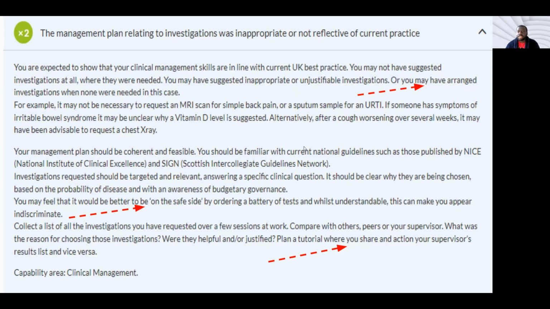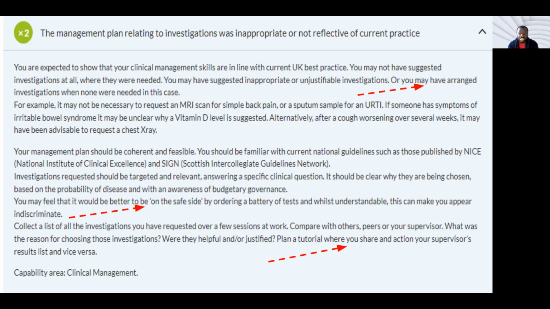I have highlighted this one. Let's start from here. You may have suggested inappropriate or unjustifiable investigations. Exactly what I said previously in the slide. So if you recommend maybe a chest X-ray when you shouldn't really be getting a chest X-ray, so saying things like, just to be sure there's nothing else going on, be very careful with that.